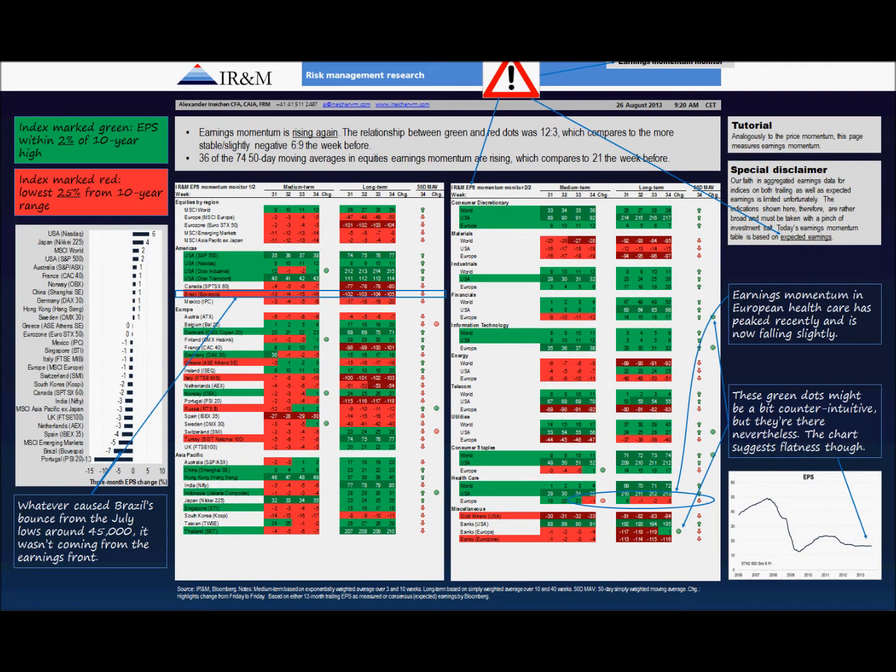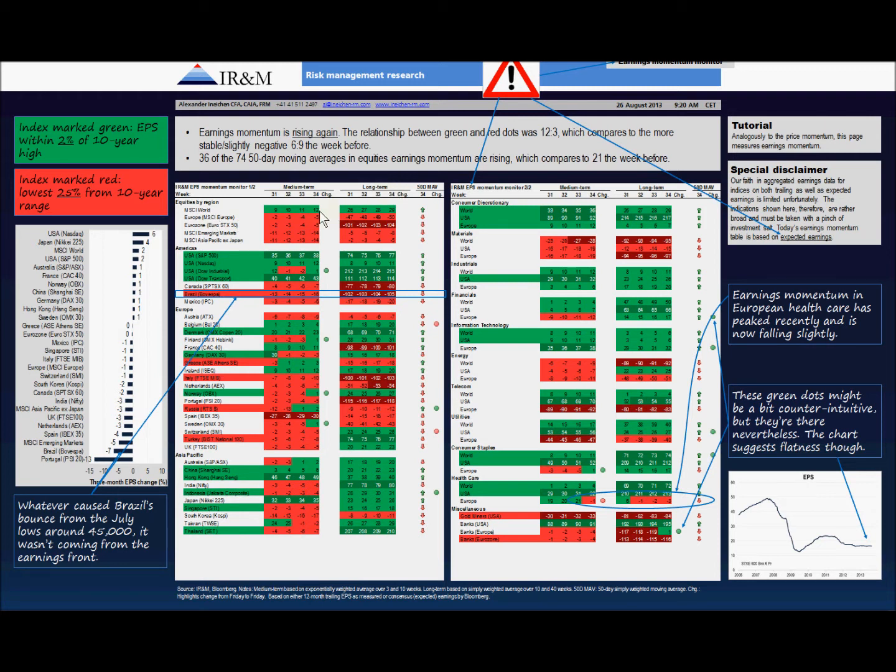This is the third page of the momentum monitor. This page actually doesn't show price, it shows earnings. In this particular case it's expected earnings, which are from Bloomberg. These are consensus aggregate earnings from analysts looking 12 months into the future. The same idea, a medium trend and a long-term trend.